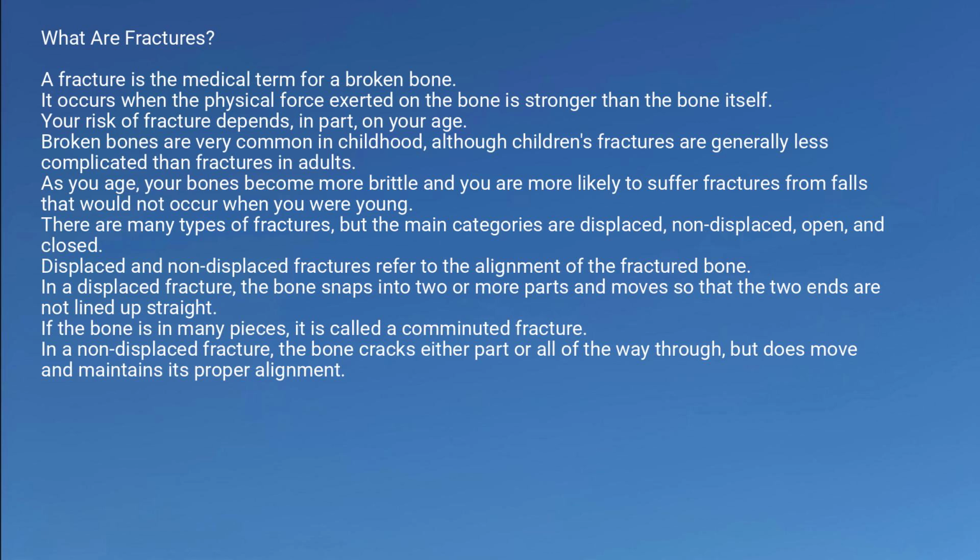In a displaced fracture, the bone snaps into two or more parts and moves so that the two ends are not lined up straight. If the bone is in many pieces, it is called a comminuted fracture. In a non-displaced fracture, the bone cracks either part or all of the way through, but does not move and maintains its proper alignment.